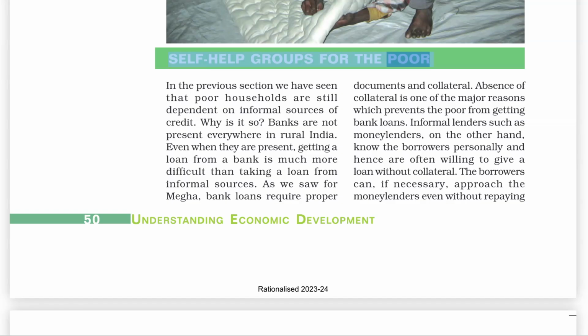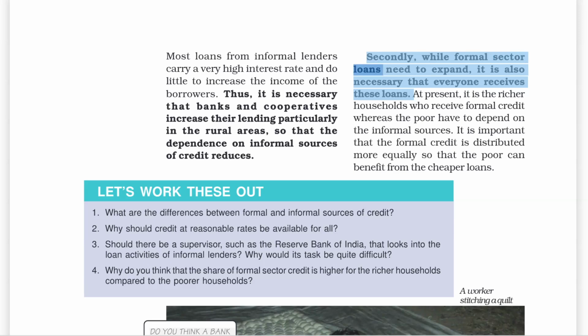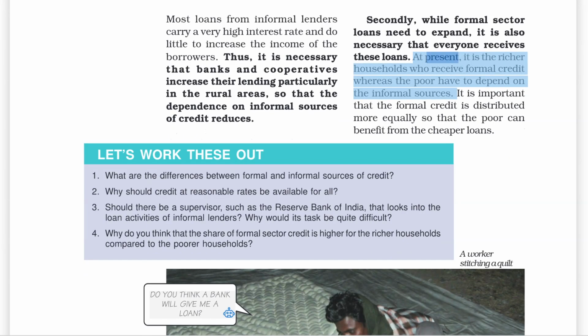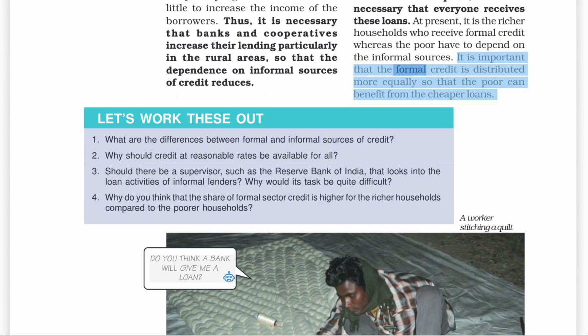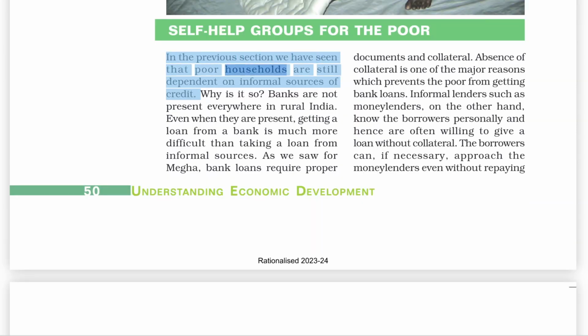Self-help groups for the poor. Secondly, while formal sector loans need to expand, it is also necessary that everyone receives these loans. At present, it is the richer households who receive formal credit, whereas the poor have to depend on the informal sources. It is important that the formal credit is distributed more equally so that the poor can benefit from the cheaper loans. In the previous section, we have seen that poor households are still dependent on informal sources of credit.